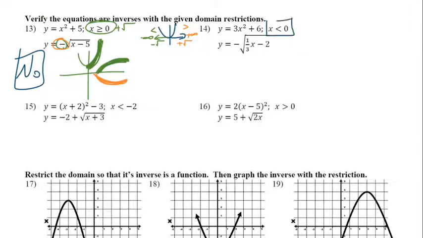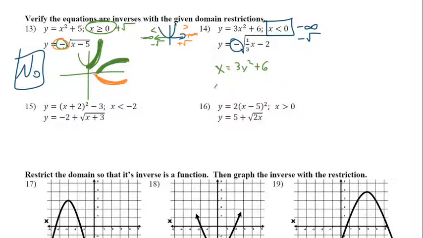Okay. Number 14, same idea. They wanted x is less than 0. So it's going to negative infinity, which means they want the negative root. So they gave us the negative root. So based on that alone, I can say this is likely. From here, we'll try again. So switch your x and y and see if it works. So we're going to go x equals 3y squared plus 6, and resolve.